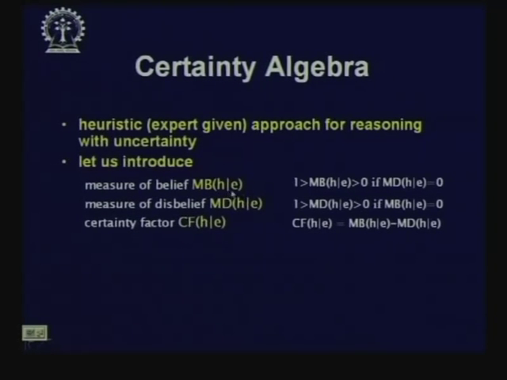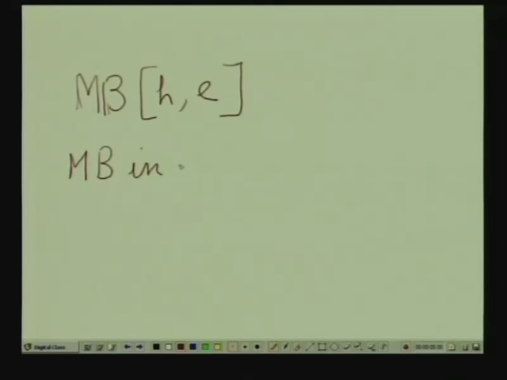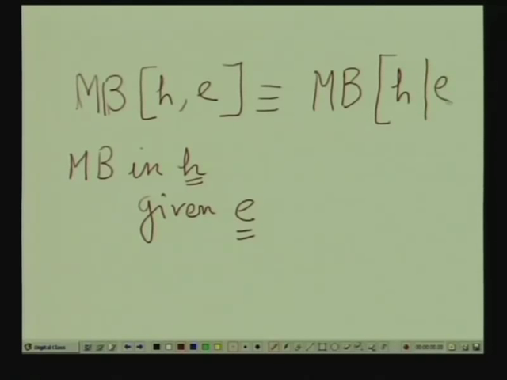MB(H|E). Now, here you may face some notational problems, so let me again clarify that. Say, when we write MB(H,E), that means MB in H given E. That means, if E is known, then what is my measure of belief in H? The same thing is written as MB of H given E. These two are equivalent, all right? The same thing is meant by both these notations. So, let us not get confused with this variation of notations which can happen at times.